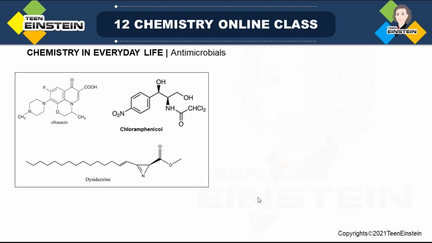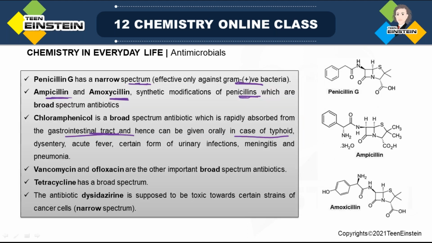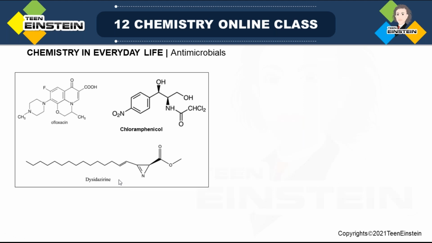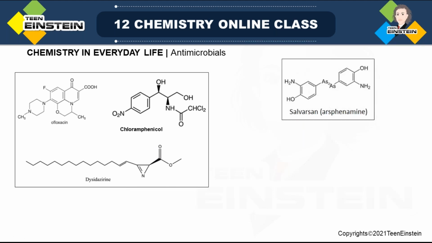So here we have the structure of ofloxacin, decidazirin, it is the last name, and chloramphenicol, the third point. You can see these are the structures. Fine. Now one name is not mentioned here, but if you look at the structure, there is the presence of an arsenic double bond. So this is important to know because it is the first example of this antibiotic, salvarsan or arsphenamine, whose name originated from arsenic.